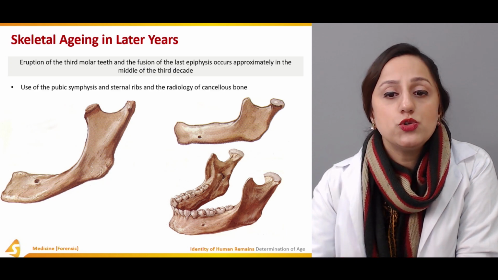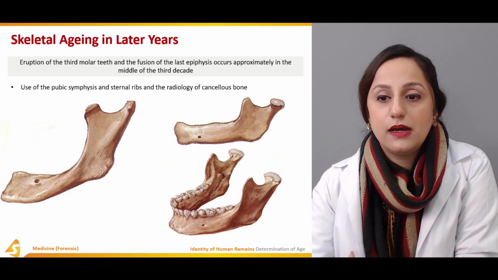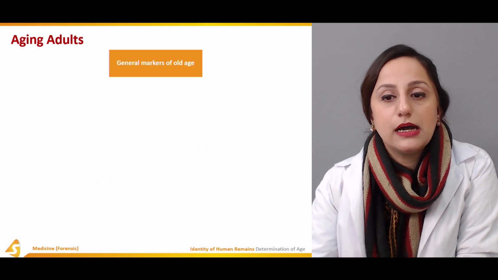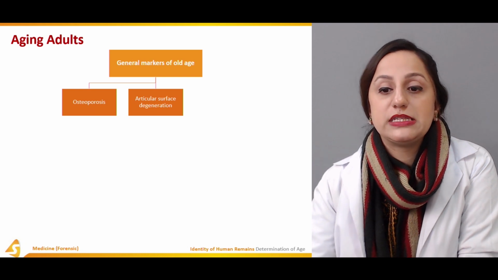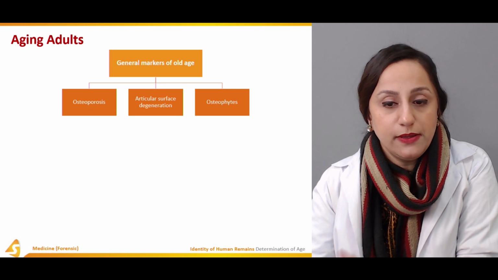So use of the pubic symphysis and the central ribs and the radiology of the cancellous bones is very important. Now, aging adults. General markers of old age are osteoporosis, articular surface degeneration, and osteophytes. Now, these are found in old age people.